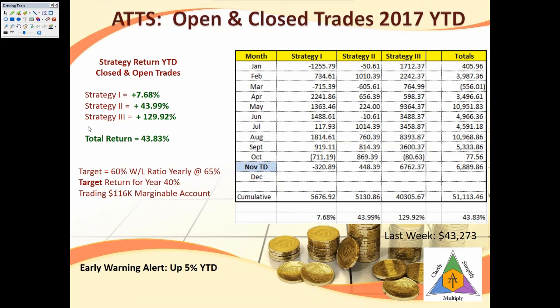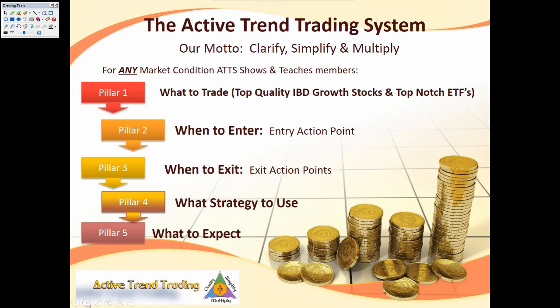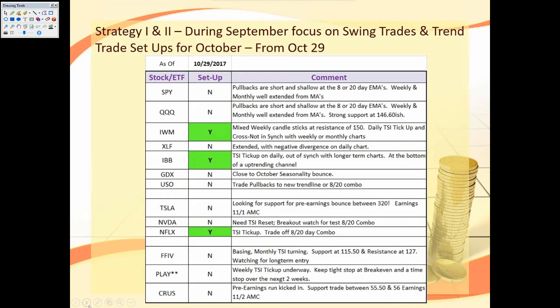Here's where we're sitting so far. Like I said, we closed that NVDA trade and it was then added to the pile, and that's where strategy 3 just really jumped from the gain on that. So with the active trend trading system, we again follow the 5 pillars of active trend trading. We want to basically show people what to trade, when to enter, when to exit, what strategy we're going to use, and what to expect.